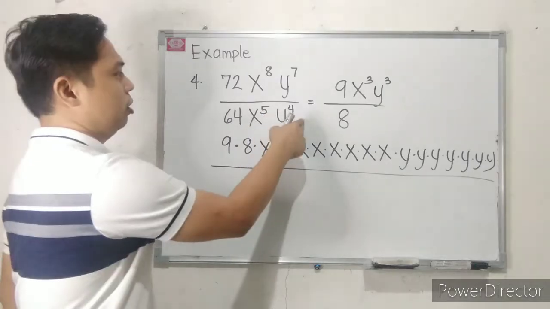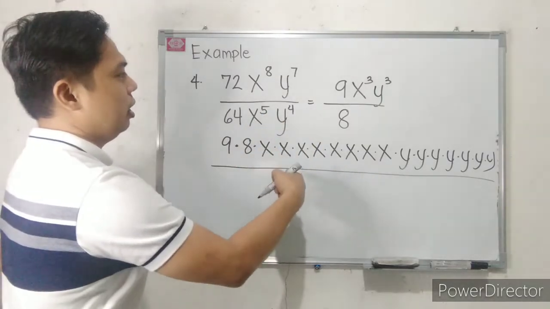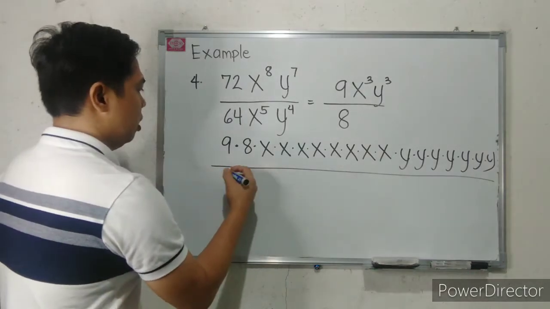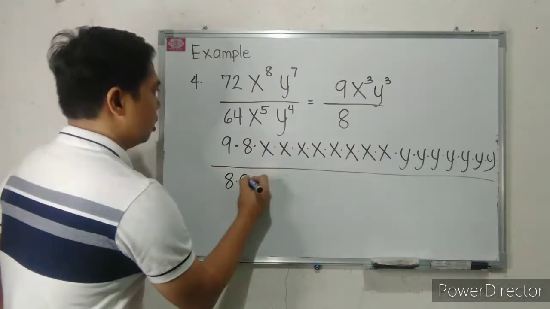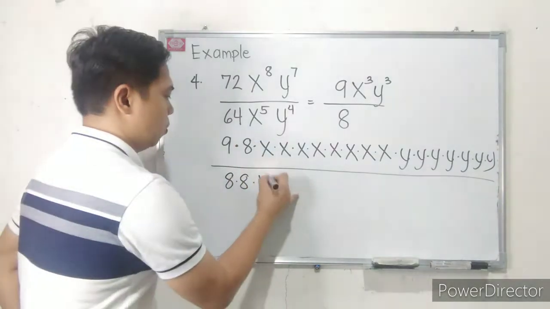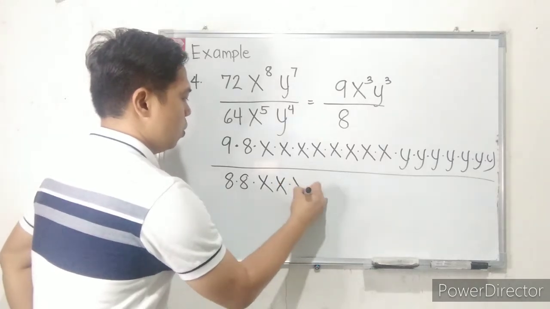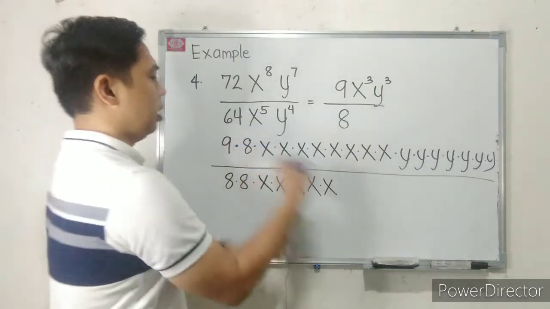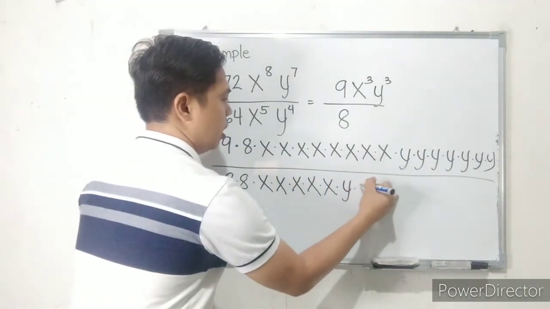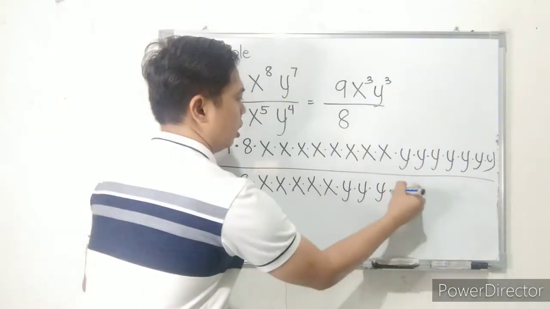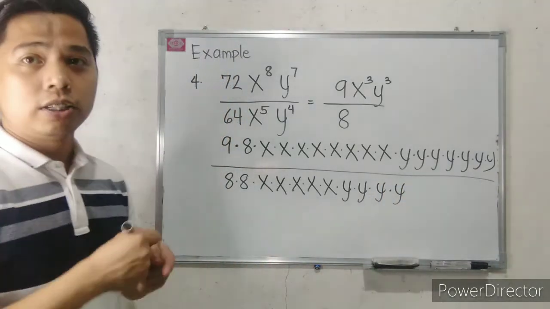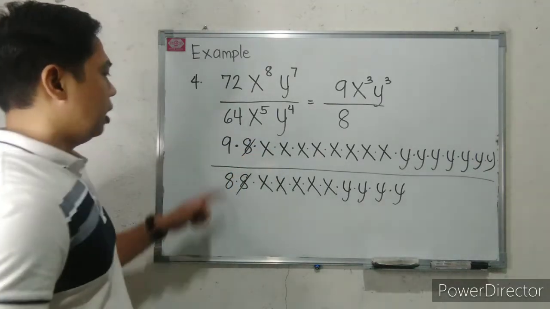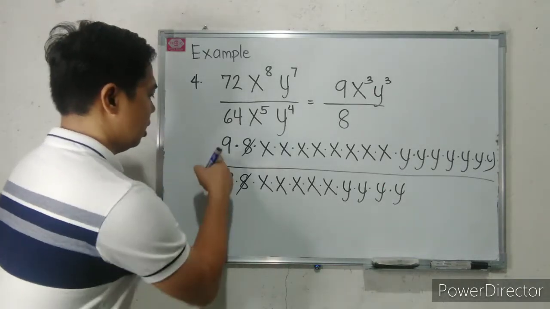64x to the 5th, y to the 4th. So, 8, ginamit natin kanina ay 8. Diba? So, we have 8 times 8, x to the 5th, 1, 2, 3, 4, 5. Next, times y, 1, 2, 3, and 4. So, cancel na natin yung 8. Kaya ang natira na lang ay 9 and 8.